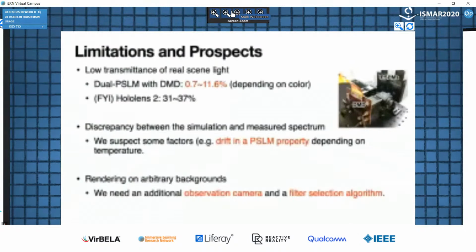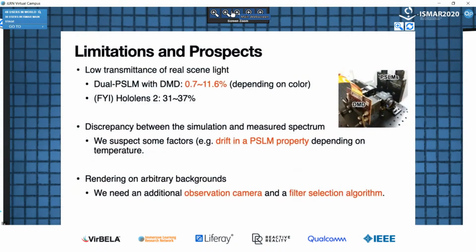At the end, I will pick up some major limitations and prospects from the discussion part of our paper. Firstly, the transmittance of real scene light is low in the current prototype. Our simulation shows that it is only 0.7 to 11.6%. Secondly, our color simulations and calculations are still not perfectly consistent with actual observation. We suspect some factors, for example, a drift in PSLM properties depending on temperature.